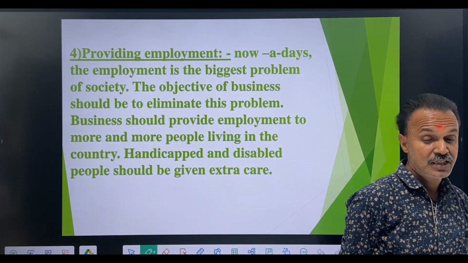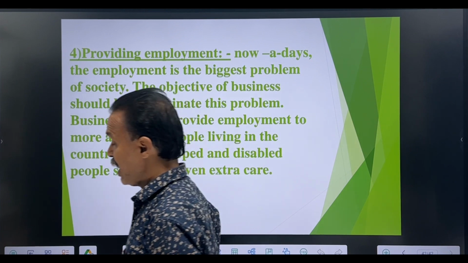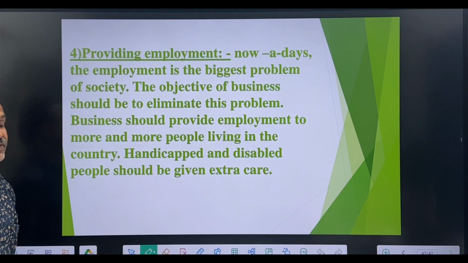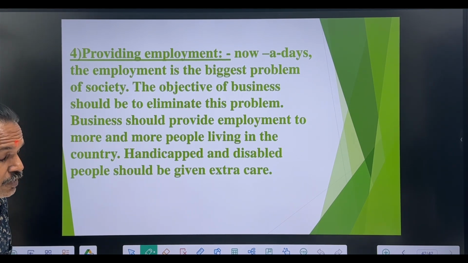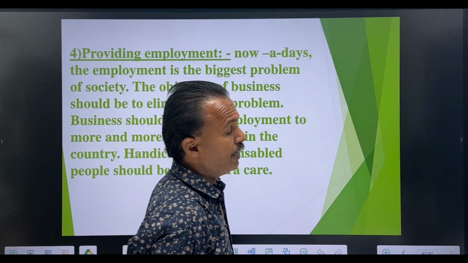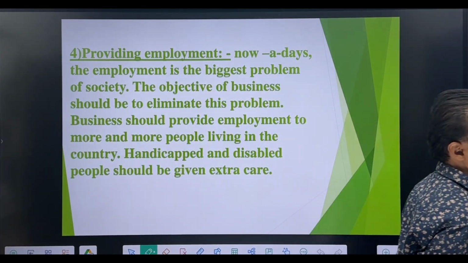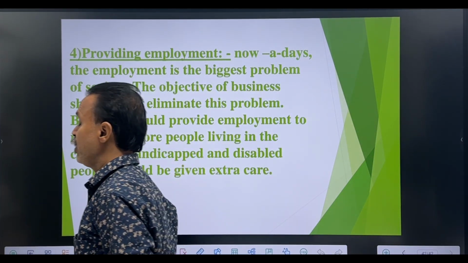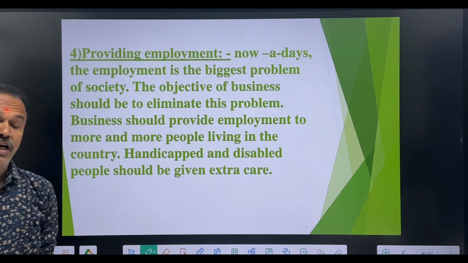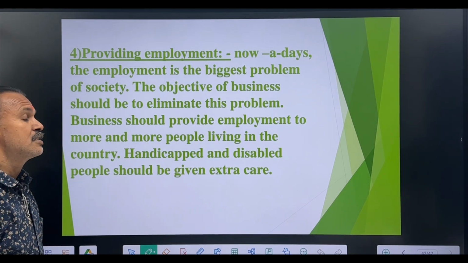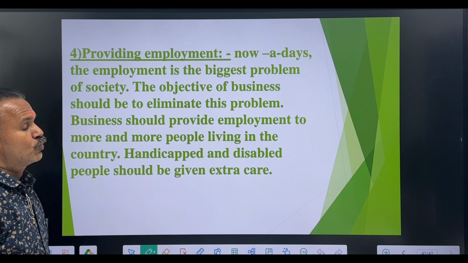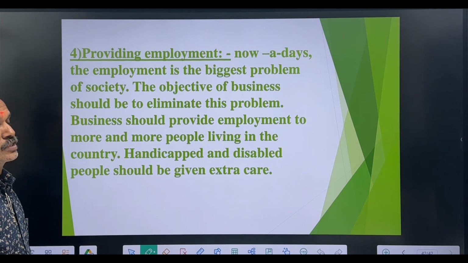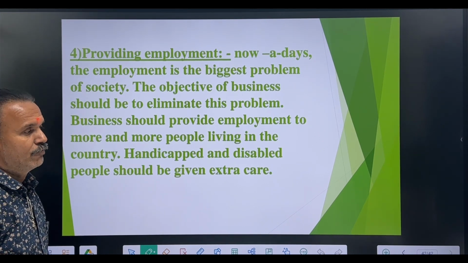So the objectives of the business are classified into three parts. First, economic objectives. Second, social objectives. These objectives are related to the development of society. And third, personal objectives. These objectives are related with the employees of the business. So these are the three objectives of business: economic objectives, social objectives, and personal objectives. That's all for today.